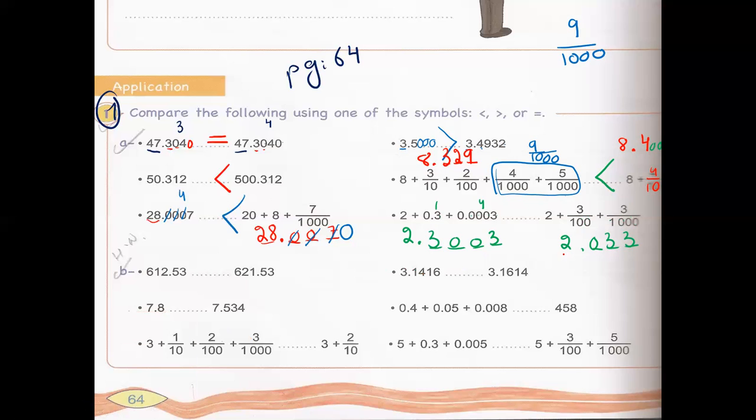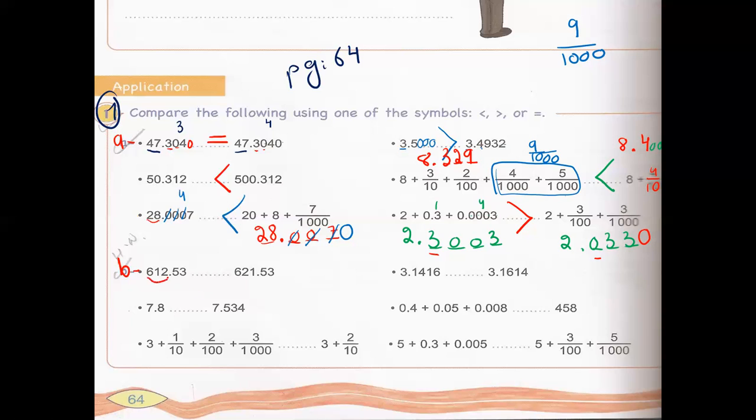2, same whole parts. Look at the decimal part. We have 4 digits with 3 digits. So we should add 0, then we compare them digit by digit. 3 and 0, which one is bigger? 3. Okay, we have finished part A. Please copy it on your math book. Now part B. Same way.